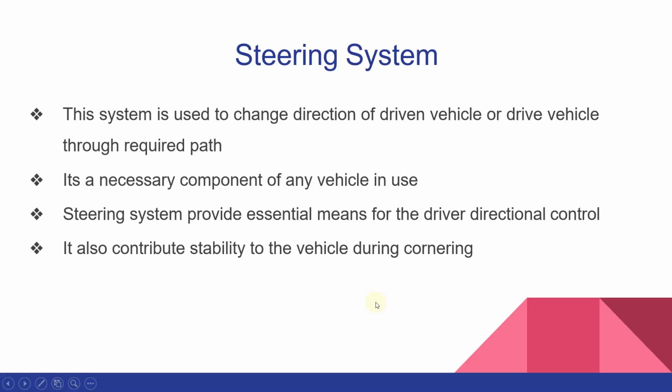And another important function of the steering system is that it helps to make the automobile stable during cornering. Cornering means while taking a turn. So usually when the automobile takes a turn, different mechanisms are involved in the steering system that we will be explaining in the coming slides. So due to that phenomenon, it contributes to the stability of the vehicle while taking a turn.